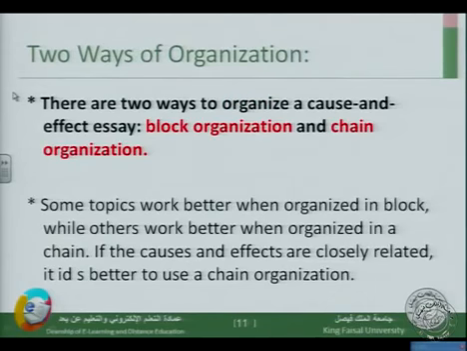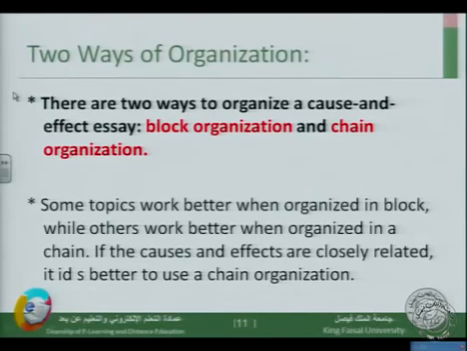Two ways of organization. After we have defined what a cause and effect essay means, we are now going to talk about the organization of a cause and effect essay. As you can see here, there are two ways to organize a cause and effect essay. The first is called block organization, and the second is called chain organization.